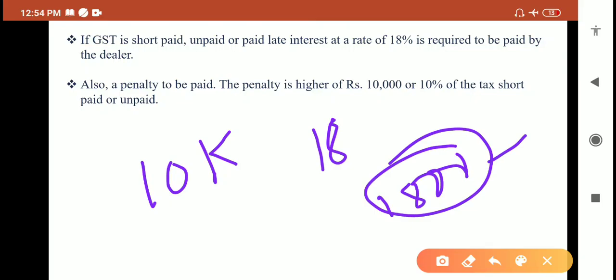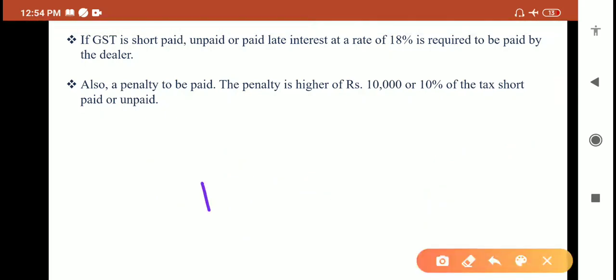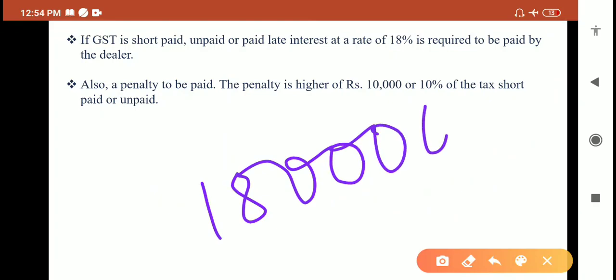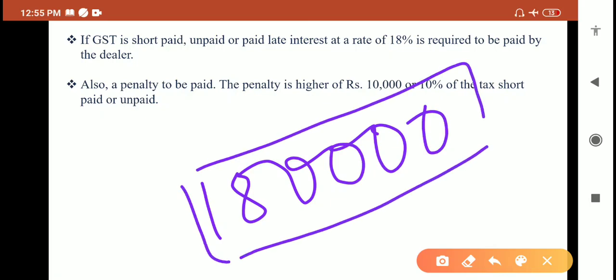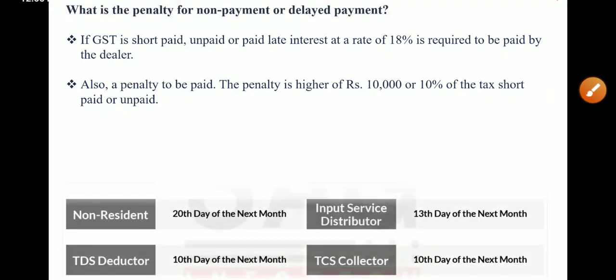Say, for example, 1,80,000 is the amount, and 1,80,000 is not paid. In that case, 18% will be calculated. Whichever is less will be payable as a penalty, either 10,000 or the amount applicable at the rate of 18% interest. Okay, so this is how the penalty will be levied.